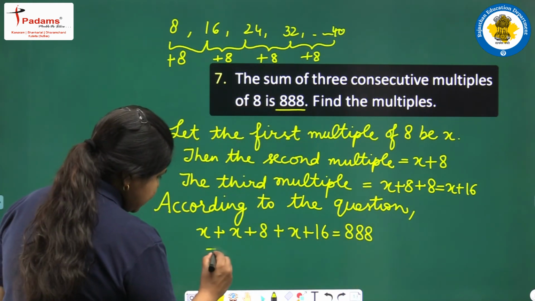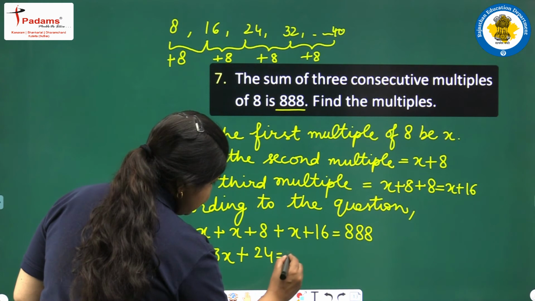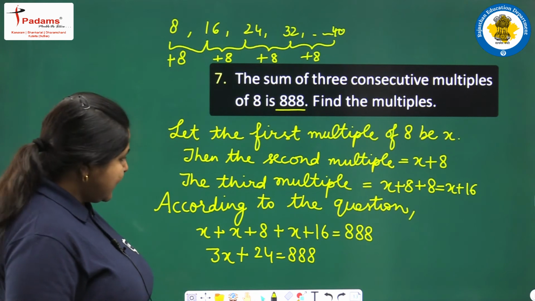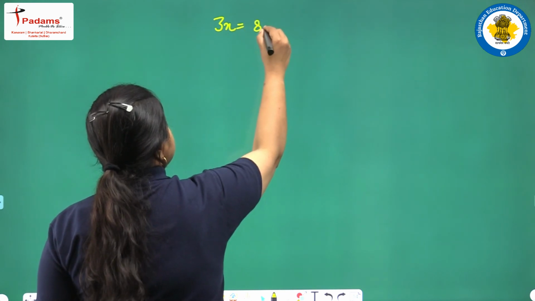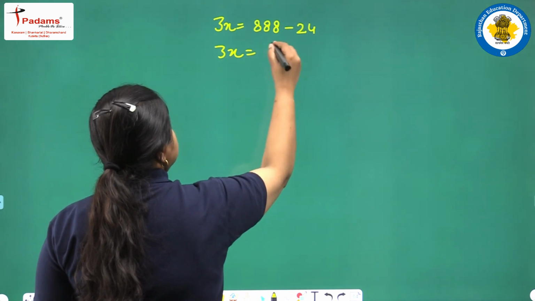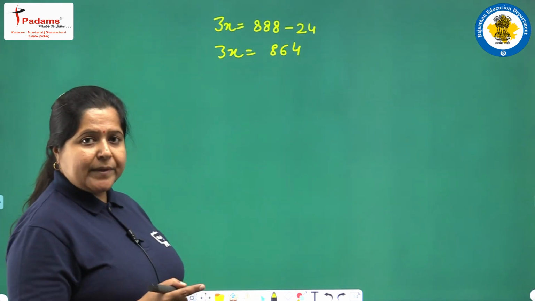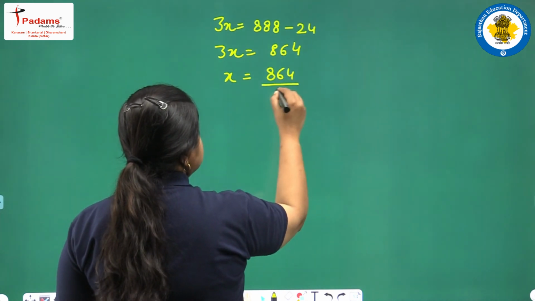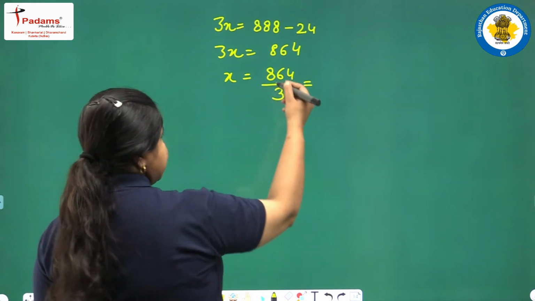Again the x terms give 3x, and 8 plus 16 gives us 24, equal to 888. This 24 will go to the RHS and become a negative number. We are left with 3x equal to 888 minus 24. 3x equal to, subtract: 864. Next, 3 will go to the denominator in the division part. x equals 864 upon 3. Now you can divide it in the rough work also, or you can divide it directly.